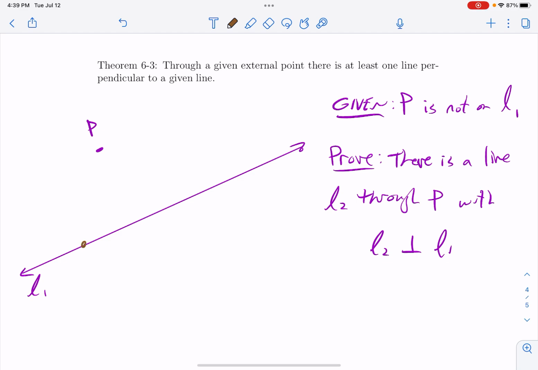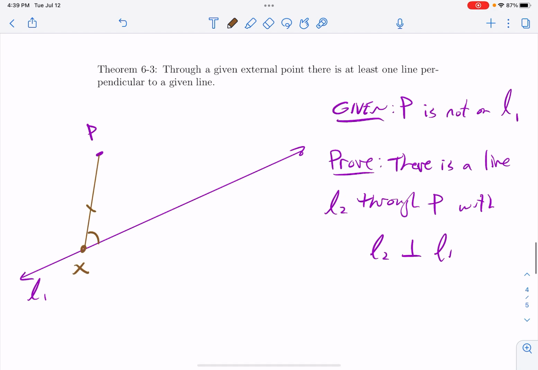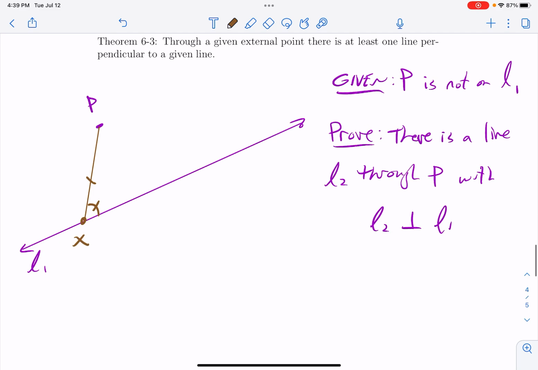I'm just going to pick a point on this line and call it X. And I'm going to measure this distance. And I'm going to measure this angle. What we know from the angle construction postulate is that I can create another ray like so that this angle is congruent. However big this angle is, I can build it over here and go in that direction.